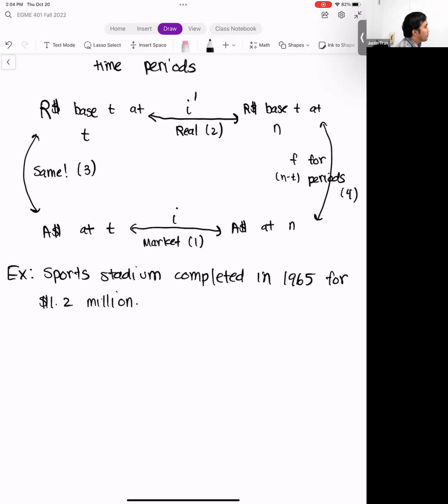Right, so that's 57 years ago. And so after that stadium was completed, the owner of the team at the time knew that he was going to have to renovate, or in the worst case, tear it down and build a new stadium. And so he wanted to invest some money today in order to pay for that stadium in the future.